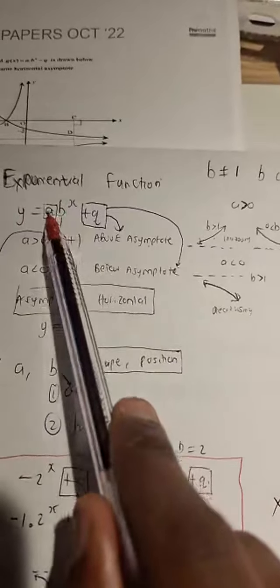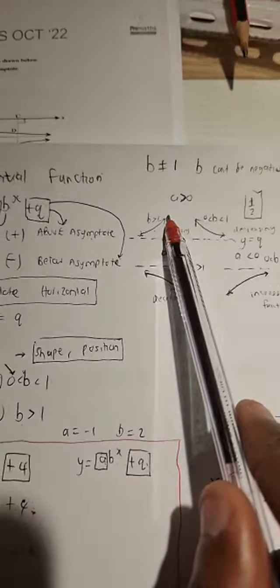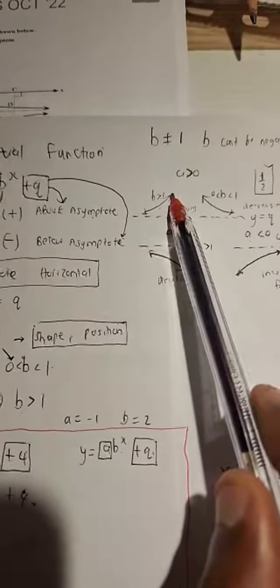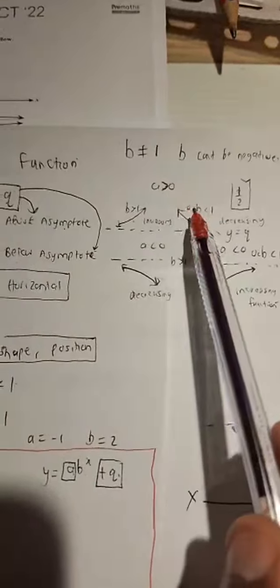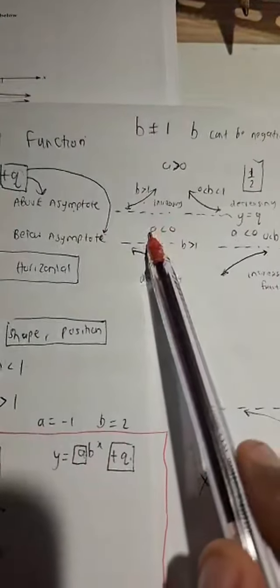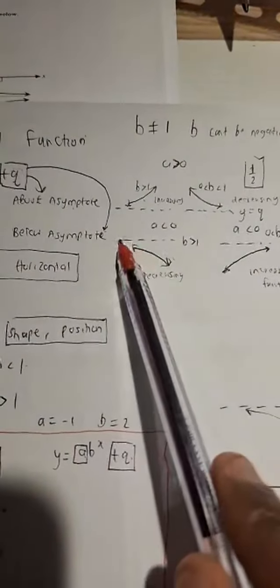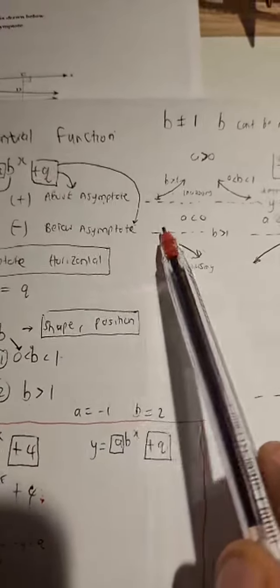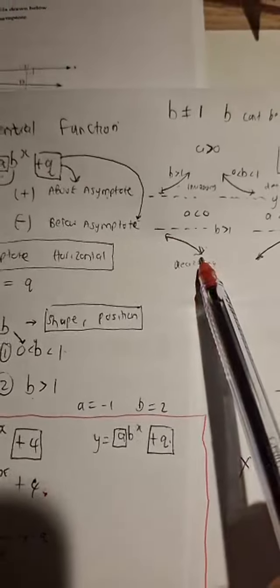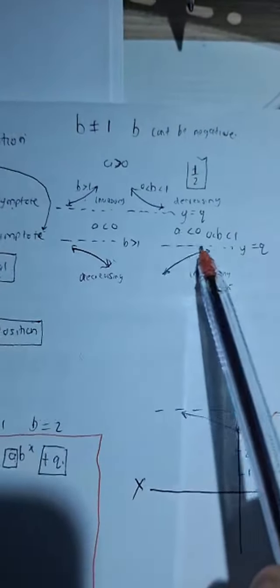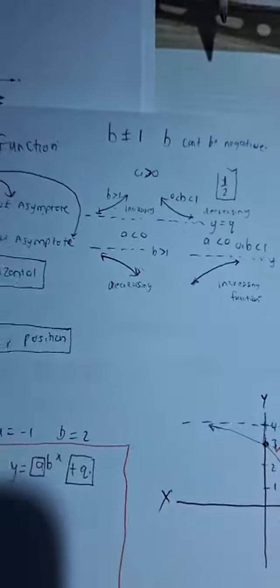Remember this. When a is greater than 0, the function is above the asymptote. But when a is greater than 0 and b is greater than 1, we are above and increasing. A greater than 0, b between 0 and 1, we are above and decreasing. A less than 0, b greater than 1, we are below, because when a is less than 0, the function is found below the asymptote. We are below and decreasing. A less than 0, b between 0 and 1, we are below and we are increasing.